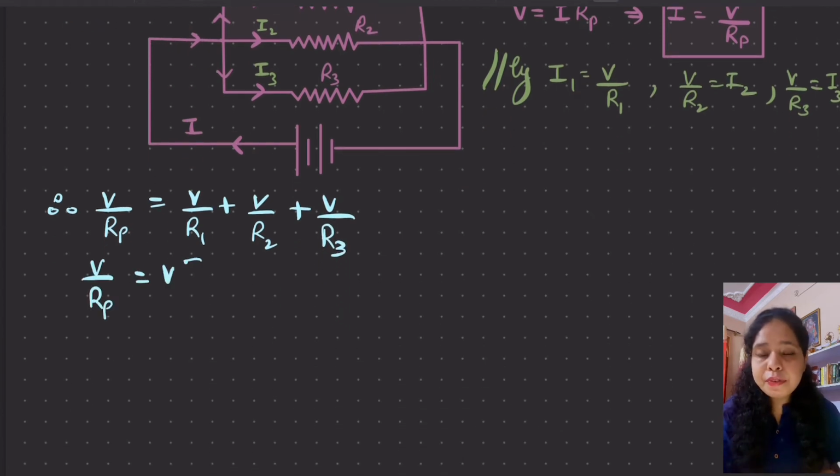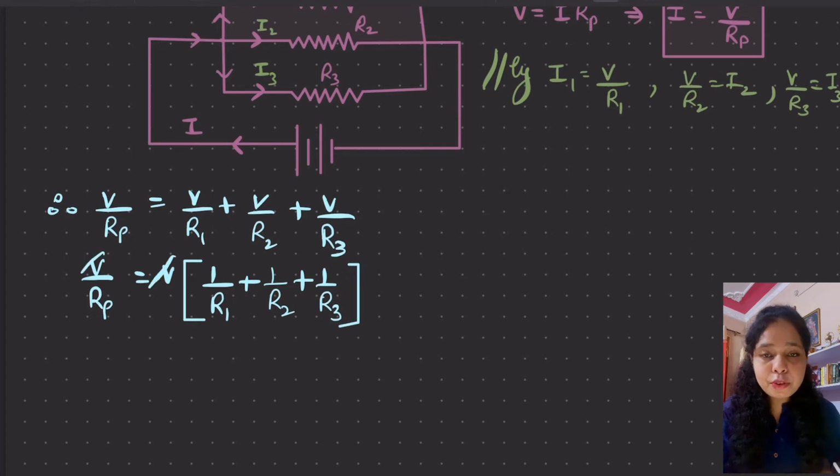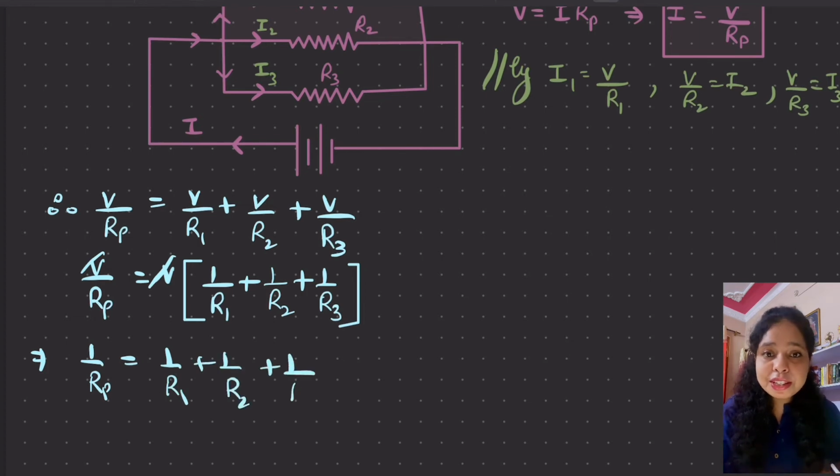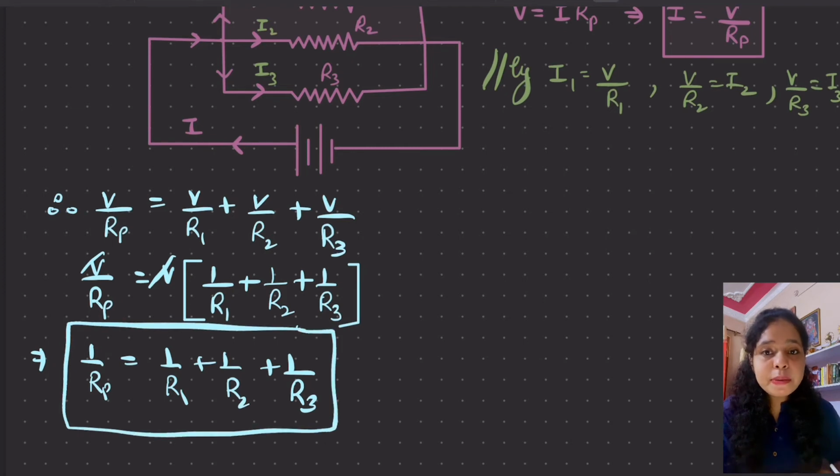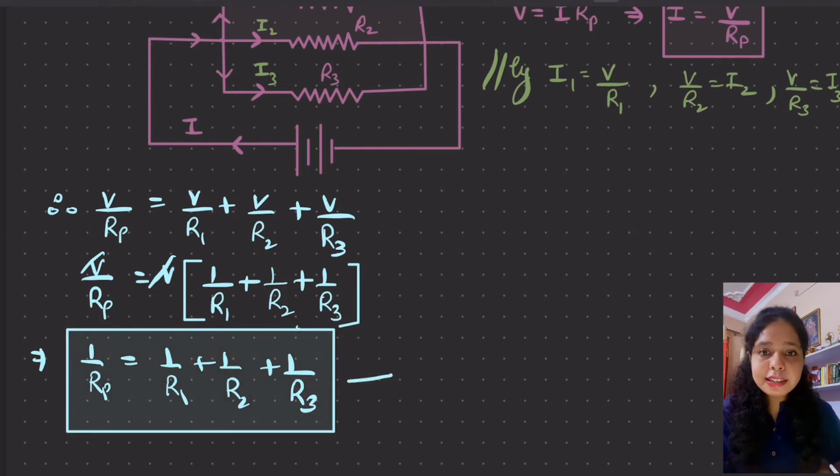So we are having V upon RP is equal to, taking V common, and inside the brackets we can write 1 upon R1 plus 1 upon R2 plus 1 upon R3, and cancelling out the V, we are left with 1 upon RP is equal to 1 upon R1 plus 1 upon R2 plus 1 upon R3, which is the expression for the resistors when they are connected in parallel. So 1 upon RP is giving us the equivalent resistance of the resistors connected in parallel.